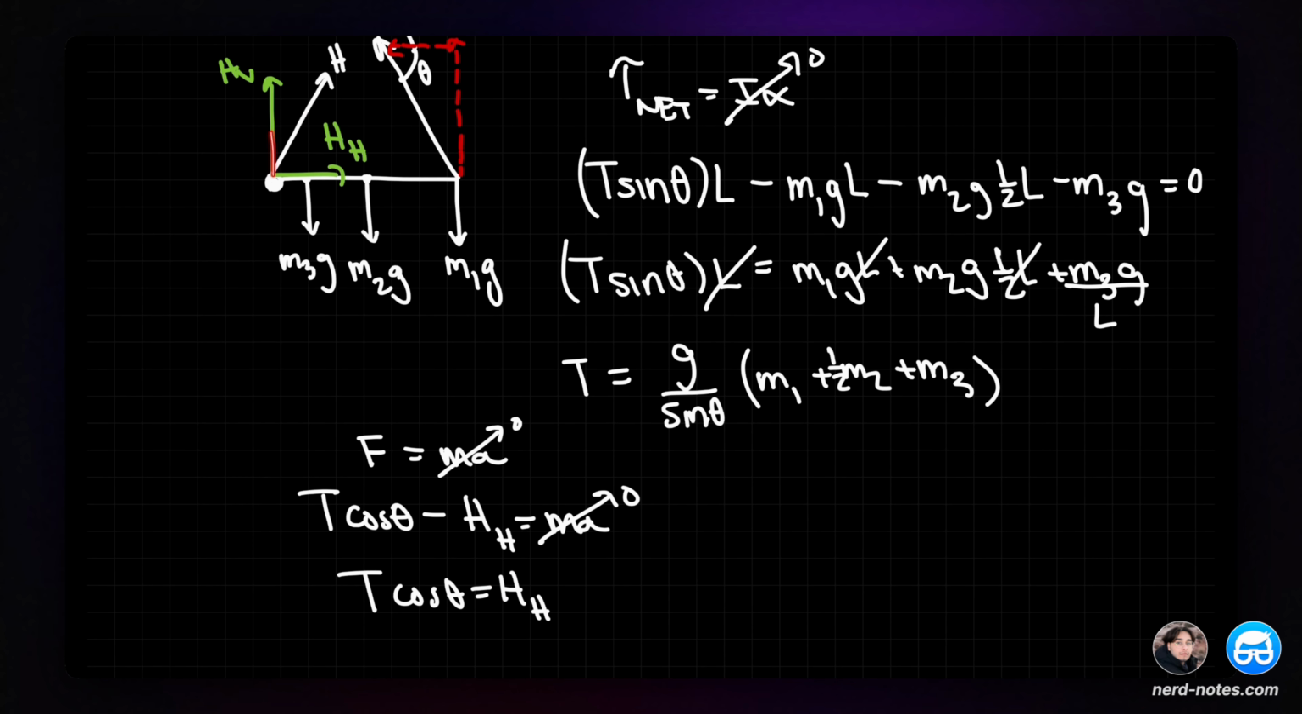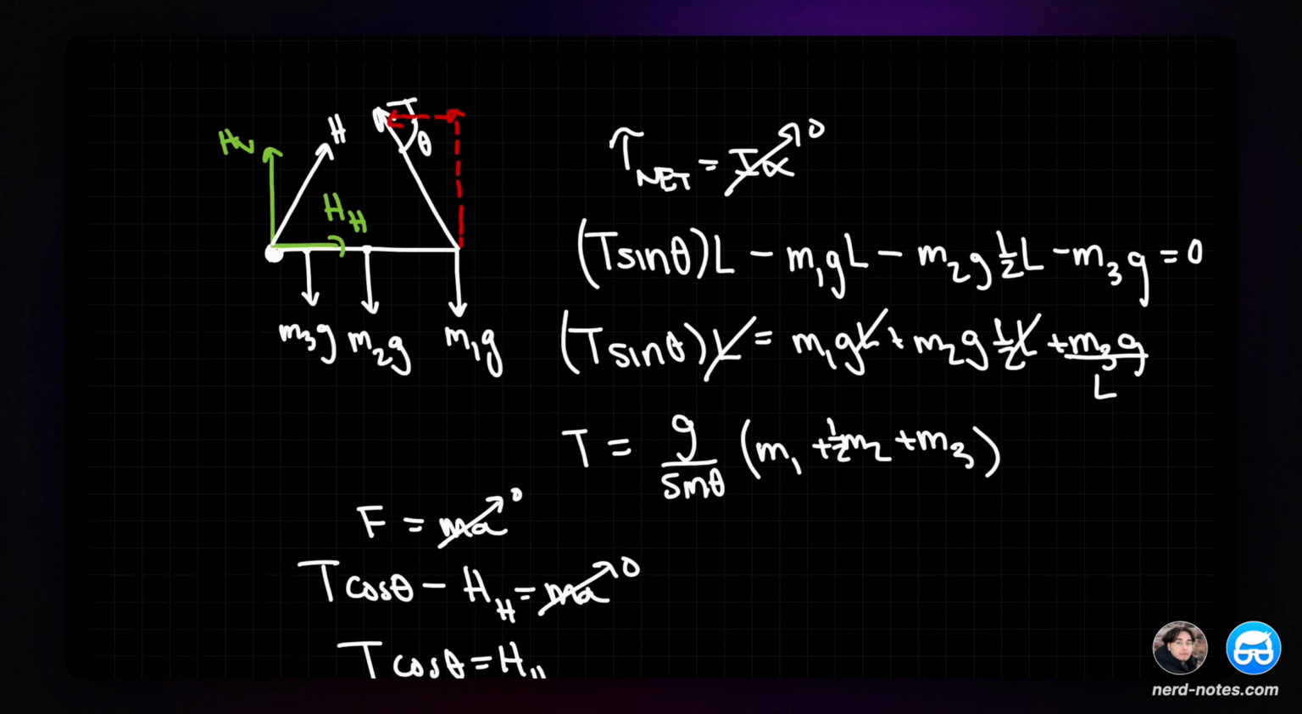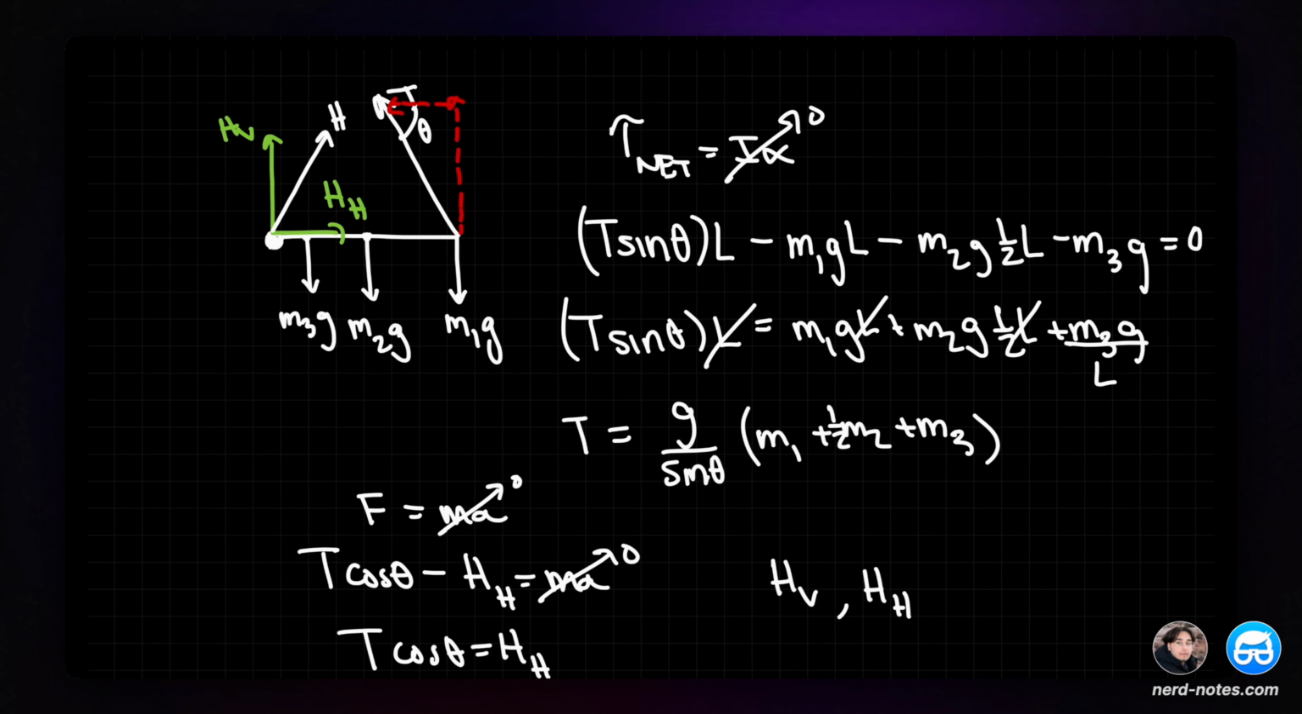And then to solve for HV, we do the same exact process, but in the vertical direction. So we say HV plus T sine theta minus m1g minus m2g minus m3g is going to be equal to 0 because it's in equilibrium. Okay, and then you just solve for HV. Then once you have HV and once you have HH, you can use Pythagorean theorem to combine the two and find your resultant vector, which is the hinge force. Okay, so that's how to solve this kind of static equilibrium problem, and honestly, they're all going to be more or less the same.